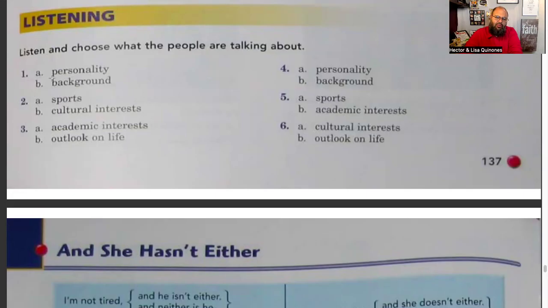What does that show? That's the person's personality.